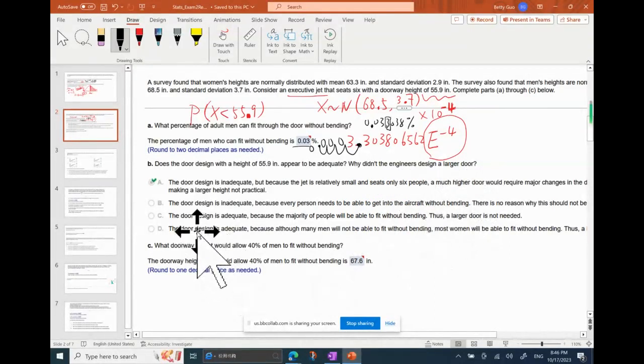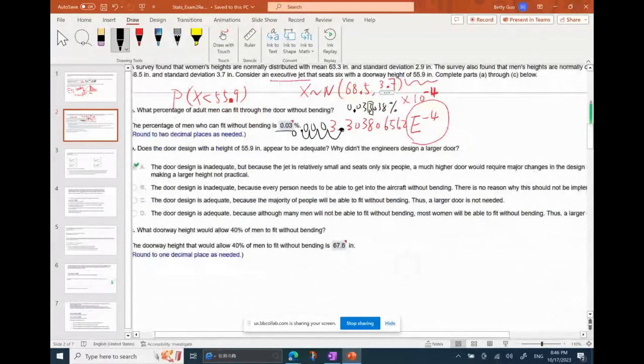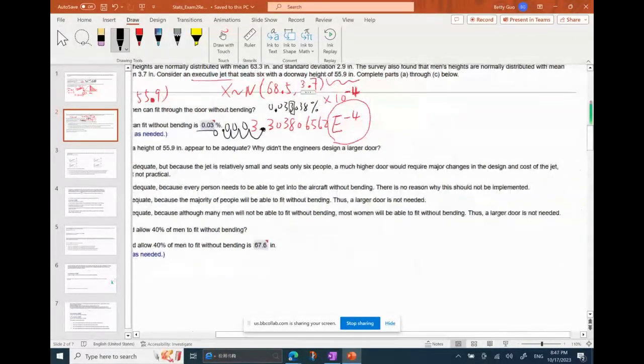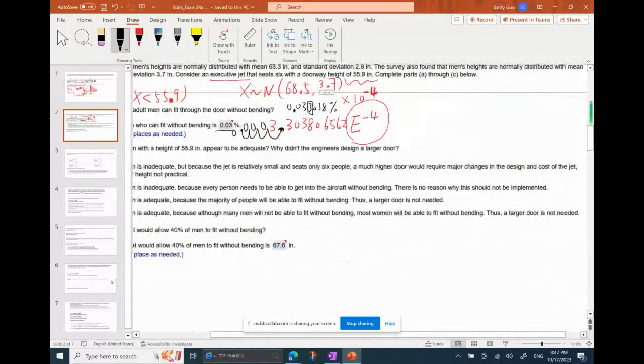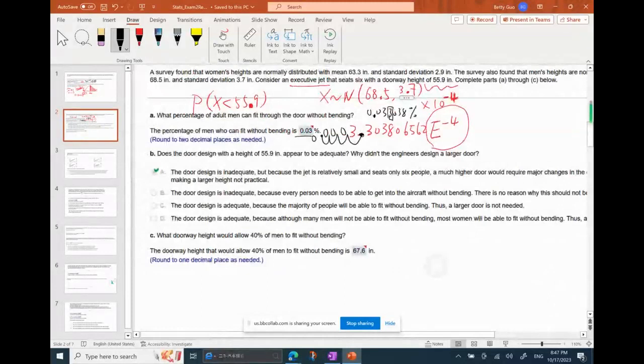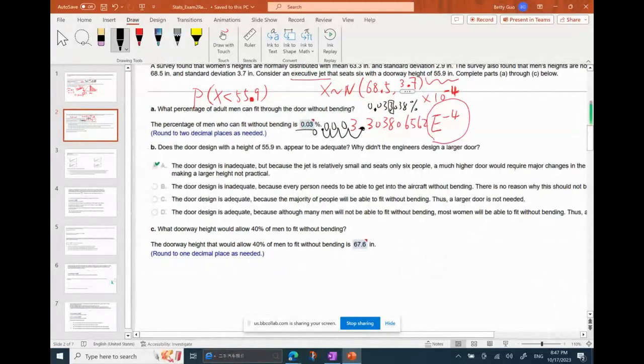Why didn't the engineers design a larger door? We can guess. The door design is inadequate because most of the men have to bend. The reason they didn't design a larger door is probably because it's in the plane. They don't really go through the door very often, right? It says because the jet is relatively small and only six people, a much higher door would require major change in the design and the cost of the jet, making a larger height not practical. Yeah, I agree. Because you don't really get up and pass the door that often. Most of the time you sit there.